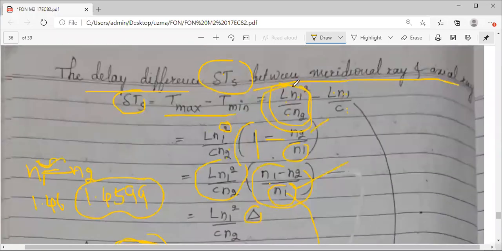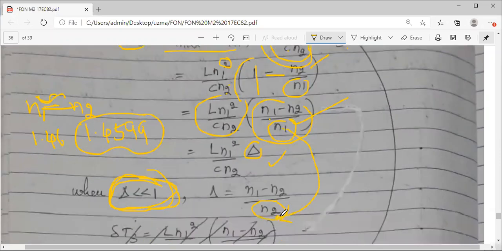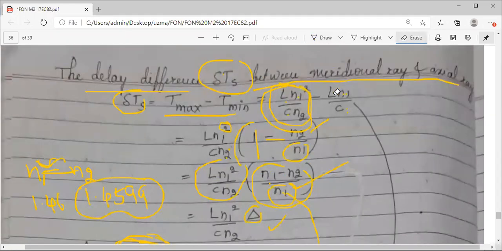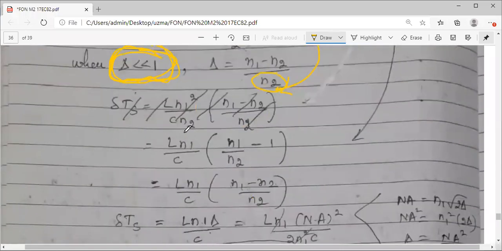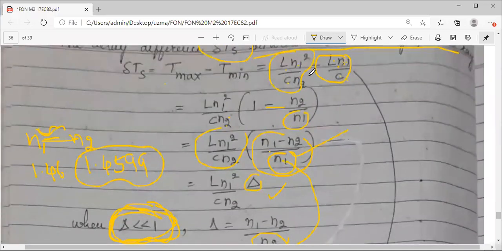So again start with this basic equation. This is one equation I got, no doubt. Suppose the denominator term n1, I can replace it with n2. Why? Under the condition that delta is very, very small, the difference between the two refractive indices is very, very small. Under such a condition, try to simplify this delta TS. What do you get? L n1 by C you take common, the second term you take common. Delta is equal to L n1 by C, you take it common. What will be left in the first term?